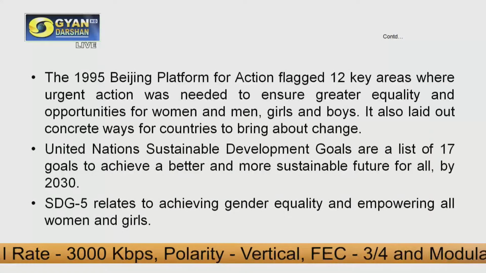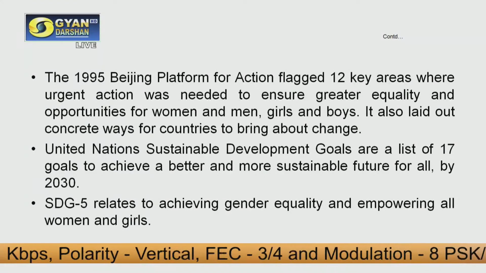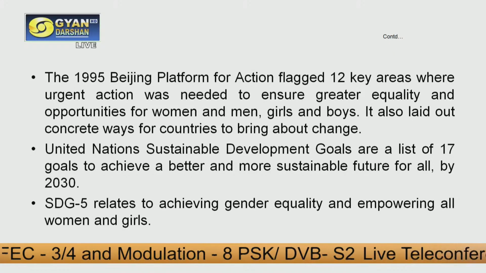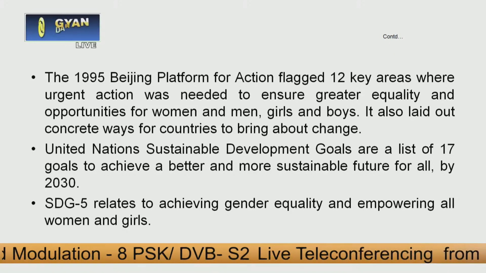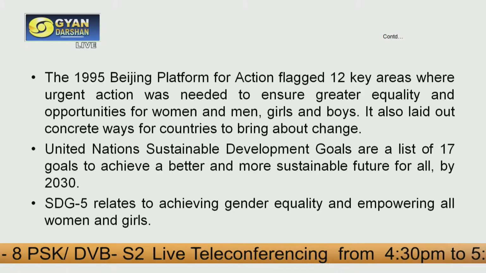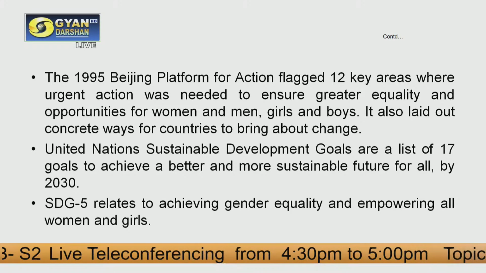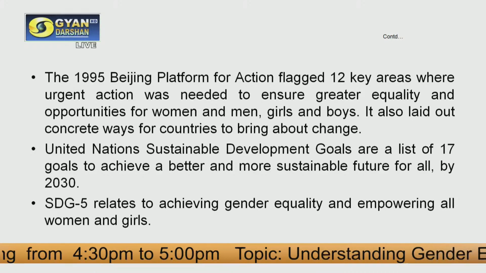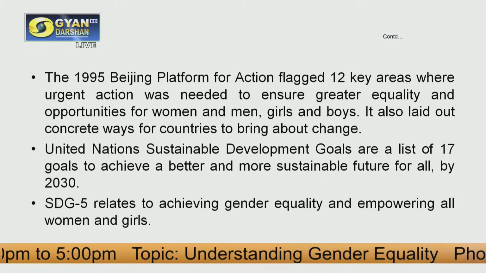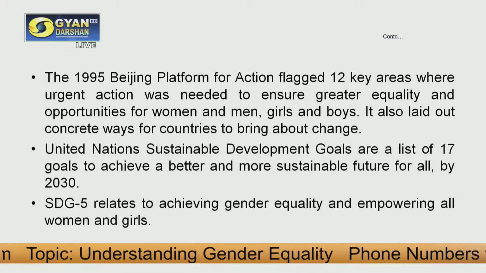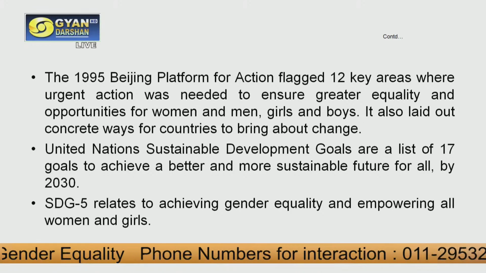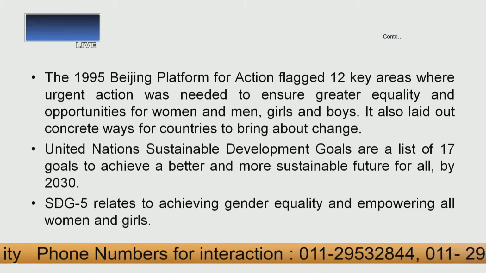When we talk about the Beijing Platform for Action in 1995, it has flagged 12 key areas where urgent action was needed to ensure greater gender equality and opportunities for women, men, girls and boys. It has also laid out concrete ways for countries to bring about change. Now, we are talking about the United Nations Sustainable Development Goals.